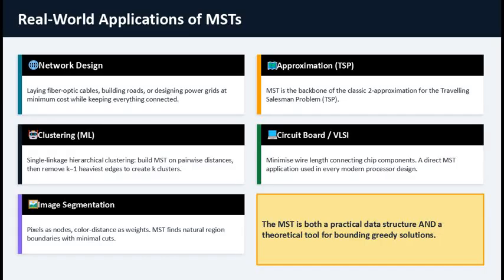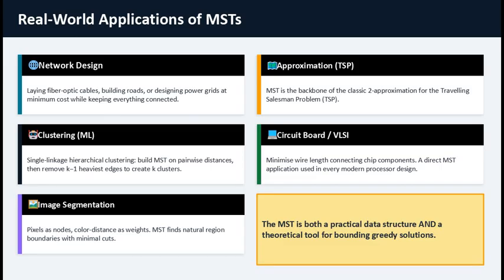Minimum spanning trees aren't just a theoretical exercise. They power real engineering solutions across many domains. Telecommunications companies use MSTs to lay fiber optic cables or design power grids, minimizing infrastructure cost while maintaining full connectivity. In machine learning, single-linkage hierarchical clustering builds an MST on pairwise distances and removes the heaviest edges to create clusters. Computer vision applies MSTs to image segmentation, where pixels are nodes and color distance defines edge weights.